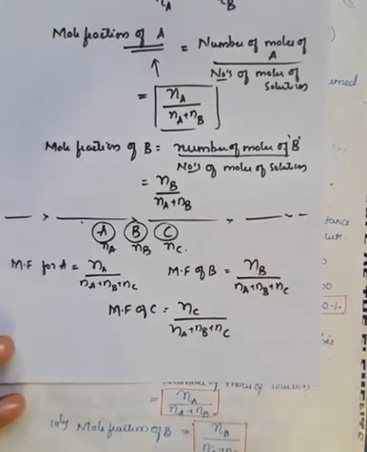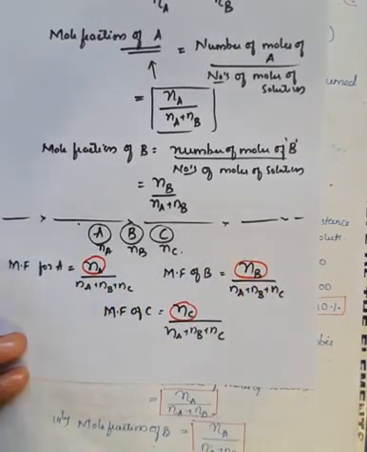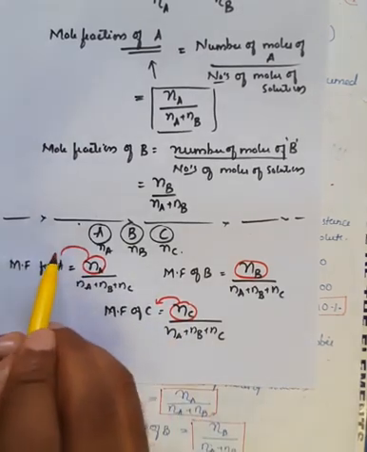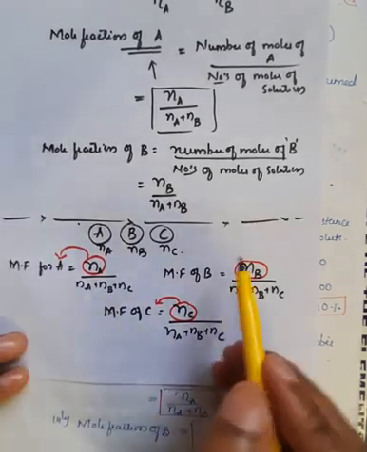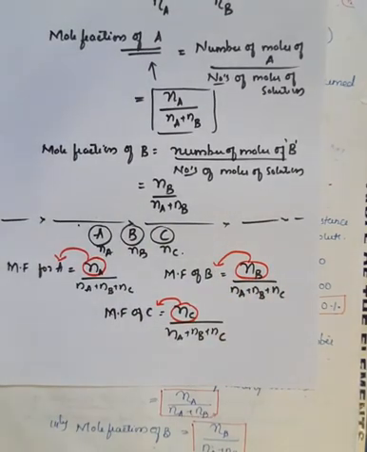So it only changes in the numerator. Whenever you calculate for C, you have to take Nc. Whenever you calculate for A, you have to take Na. Whenever you calculate for B, you have to take Nb, right? So like this, we can calculate the mole fraction. Therefore, it is a very simple formula.